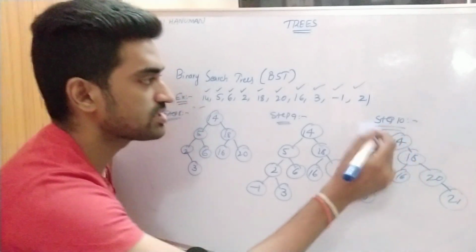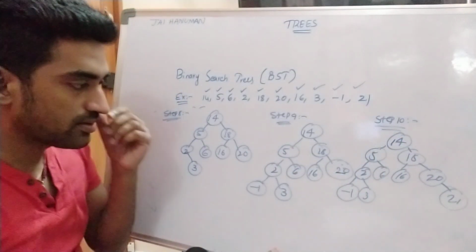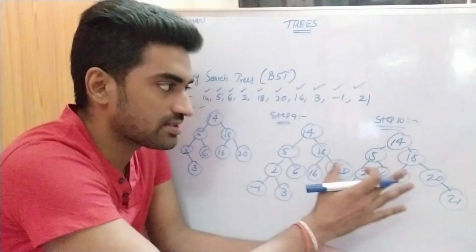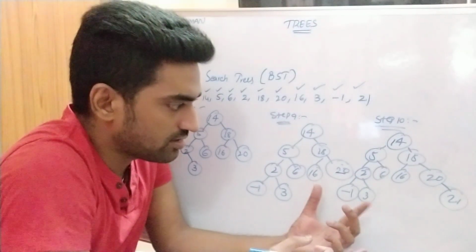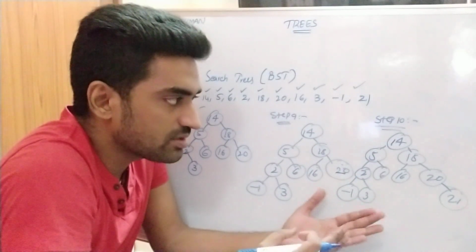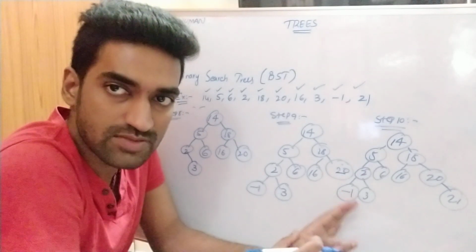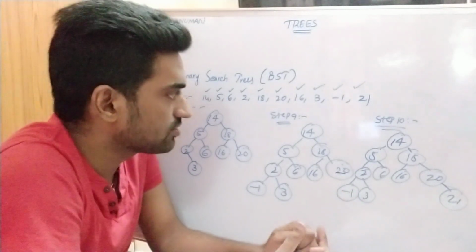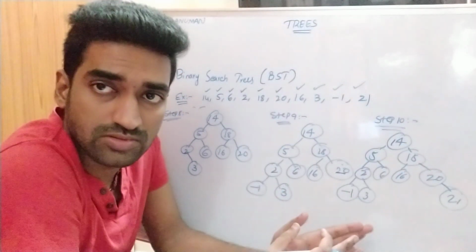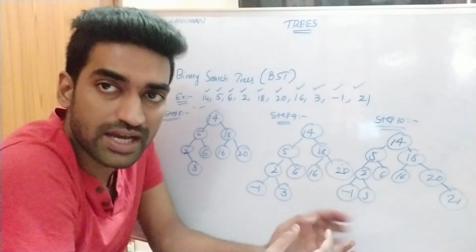So all the elements are successfully inserted. Finally our tree becomes like this, right? This tree satisfies all the properties of a binary tree as well as a binary search tree, right? This is about how to construct a binary search tree.